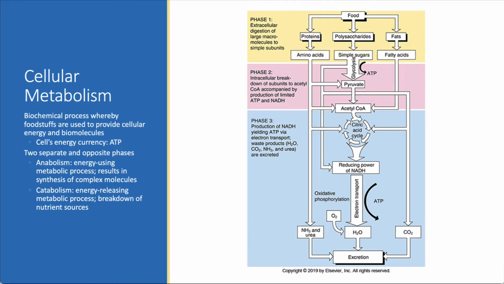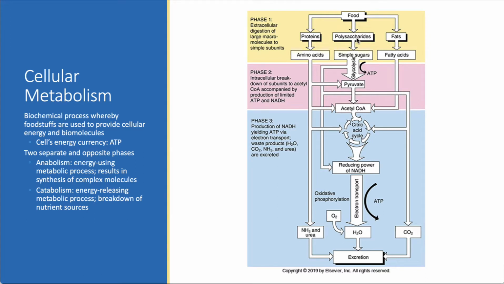So there are three different major food sources that we have. The macronutrients are protein, polysaccharides, which are carbohydrates, and fats. And this illustration here just kind of abbreviates all of the mechanisms that are at work here.